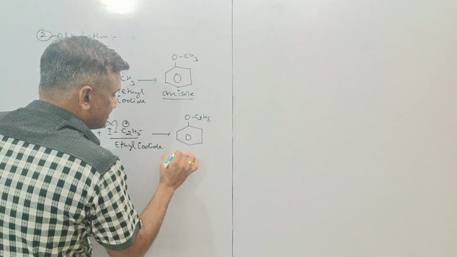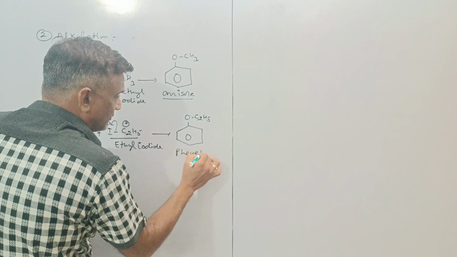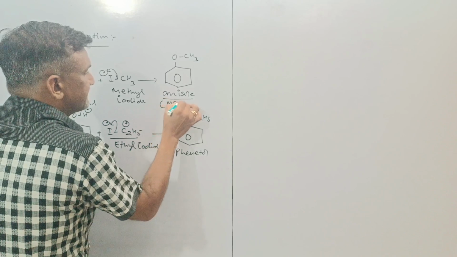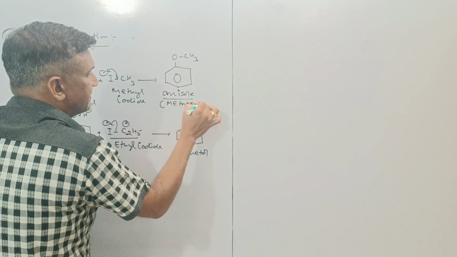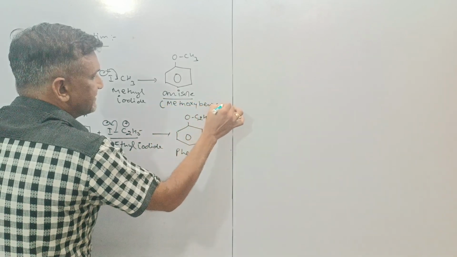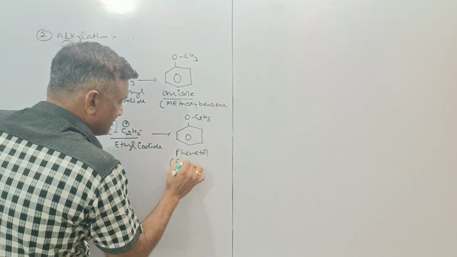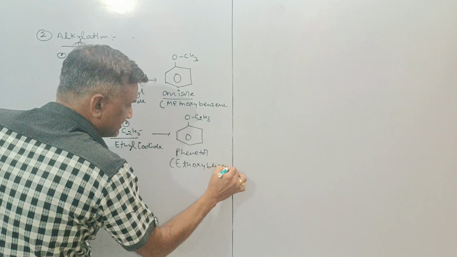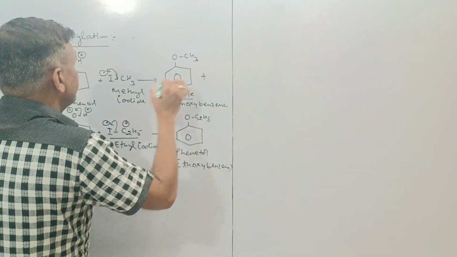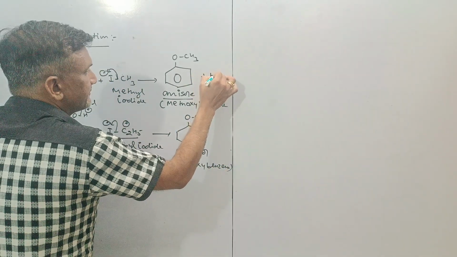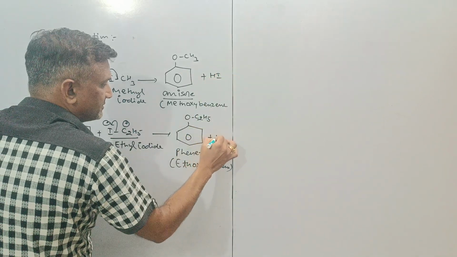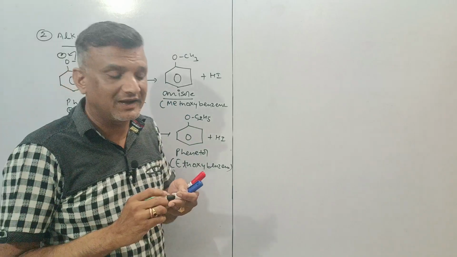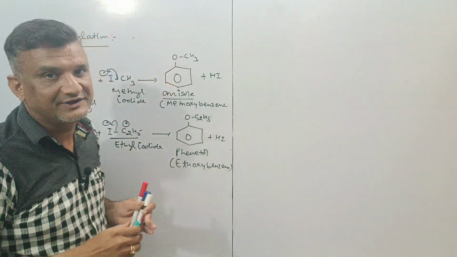And in this reaction, there will be formation of OC2H5, phenetole. It is called methoxybenzene as an IUPAC name, and this is ethoxybenzene, with the removal of HI as a byproduct. So this was about the important reaction called alkylation.